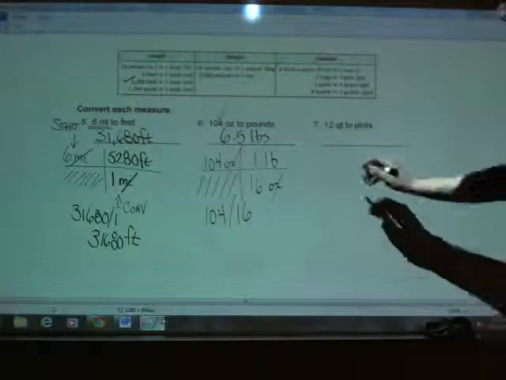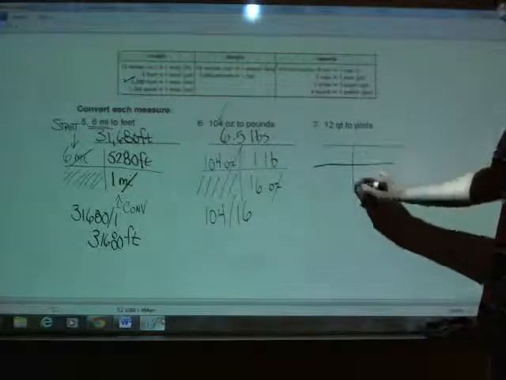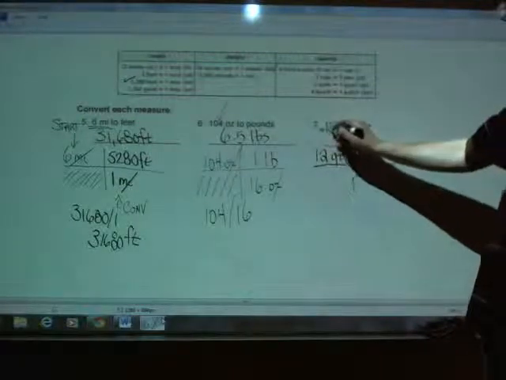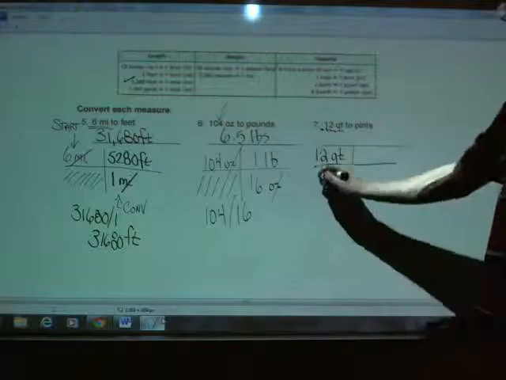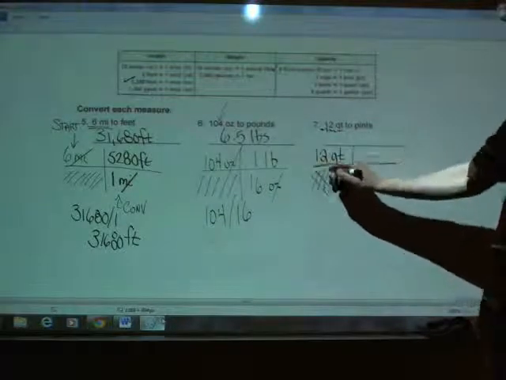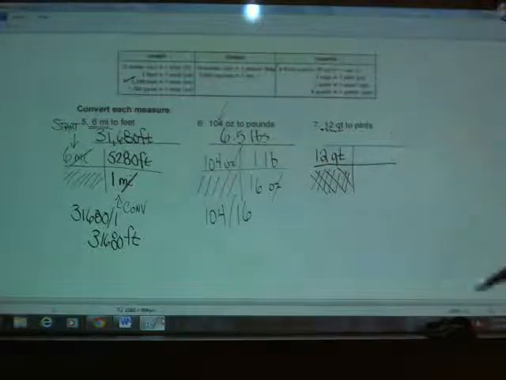12 quarts into pints. So I'm switching over to this capacity column. I'm going to go ahead and set up my T-chart right away. I can put my 12 quarts in the upper left box because that's what I'm starting with, this 12 quarts that's in the question. Bottom left box, again, always grayed out, so I don't need anything there.